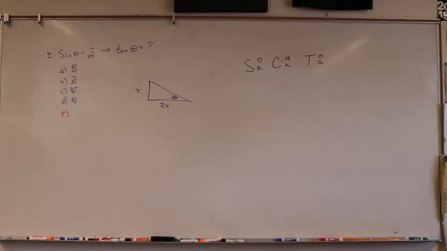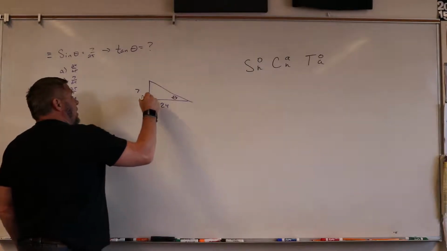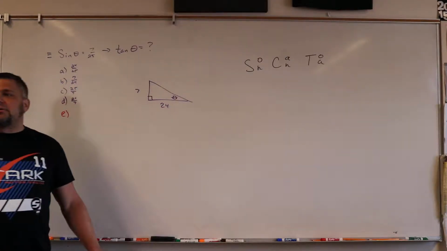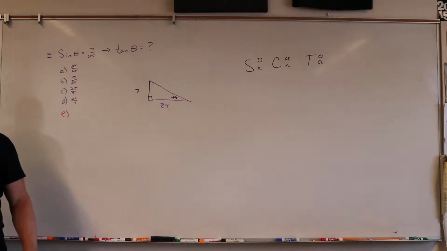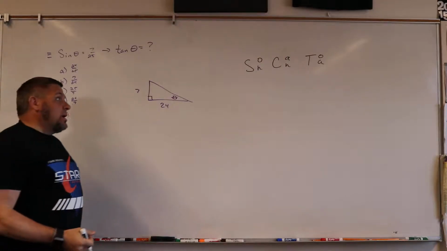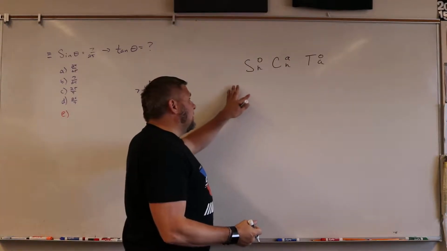Now we did 30, 60, 90 triangles for all of chapter 7. Now this is a 90-degree triangle. It's the only thing that SOHCAHTOA works for. So it must be a right triangle for you to use SOHCAHTOA. Okay? Alright, so what does this mean?